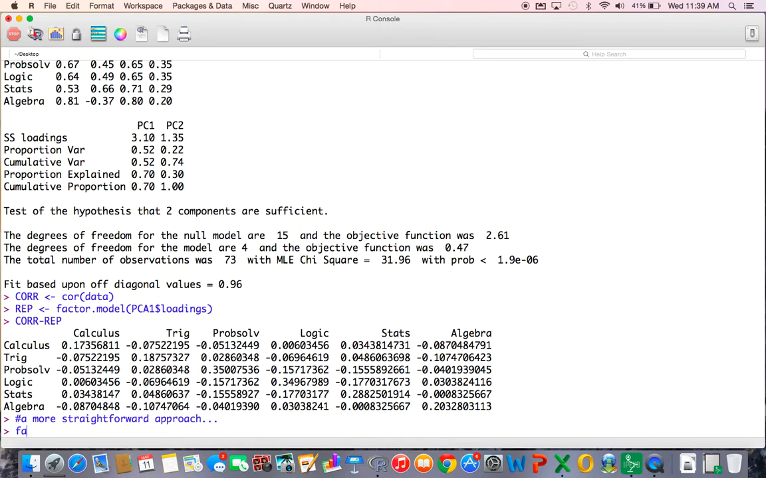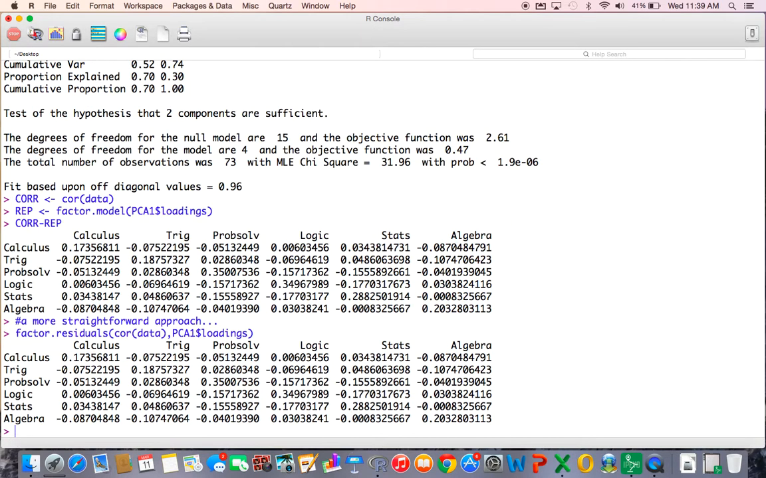You can just do factor residuals, and we want our correlation matrix with our PCA 1. And you'll notice that you get exactly the same thing.